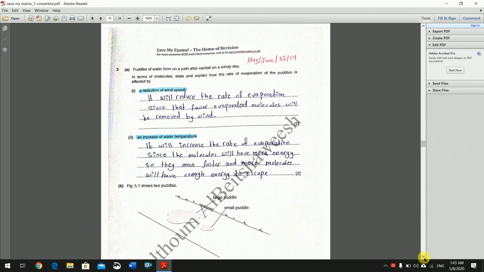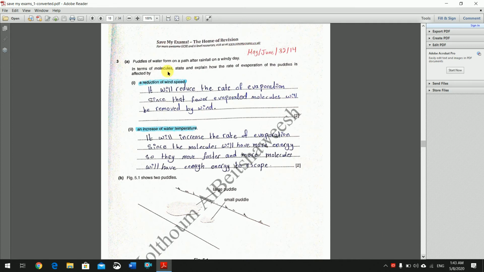Okay, now let's go to this one. Here we have puddles of water form on a path after rainfall on a windy day, and this is important. In terms of molecules, state and explain how the rate of evaporation of the puddles is affected by the reduction of the wind speed. So if we reduce the wind speed, what will happen to the rate of evaporation? Will it increase? Will we have more evaporation or less?